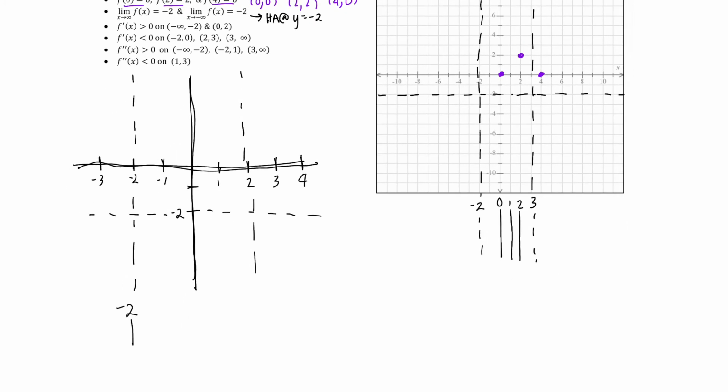So we have negative 2, 3. Oh, I put the asymptote in the wrong spot. Hold on. The asymptote was at 3. We split up at 0, 1, and 2.